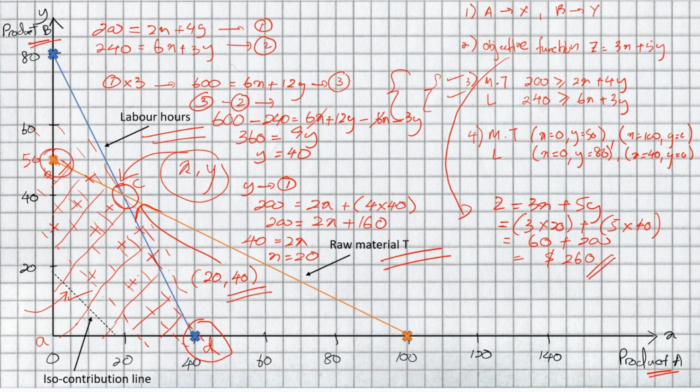This is the maximum contribution that the company can earn by selling product A and product B at the optimal production plan. This also means they are going to produce 20 units of product A and 40 units of product B. They are going to produce more of product B because product B has the highest contribution. So they are going to give the priority to the highest contribution product and then the lowest contribution product.